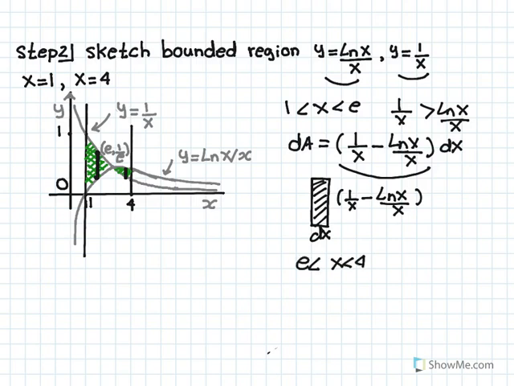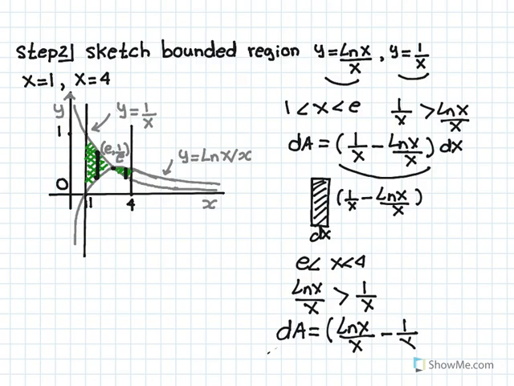All right, you will also notice that when x is between e and 4, that means to the right of the intersection point, log x over x is now the top function. So log x over x is larger than 1 over x. So the differential element dA will be log x divided by x minus 1 over x, dx.